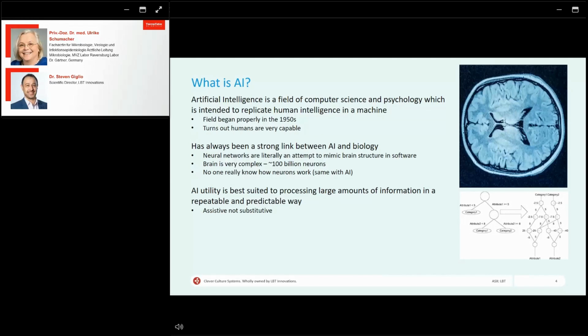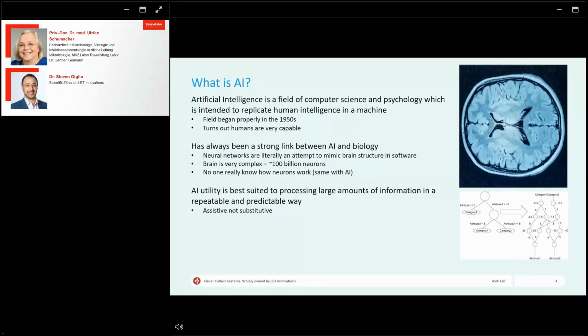So what is AI? AI is a field of computer science and psychology which is intended to replicate human intelligence in a machine. It sounds fairly straightforward. Everyone is aware what AI is. Everyone's used ChatGPT. Everyone's gone on Google AI. The field actually really started in earnest around 1950. There was a person called Alan Turing who is the father of AI, and started to really think about AI and some of the philosophical questions around what it can and what it should do as well, very, very importantly.